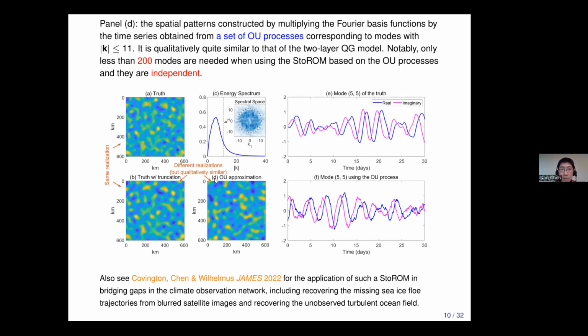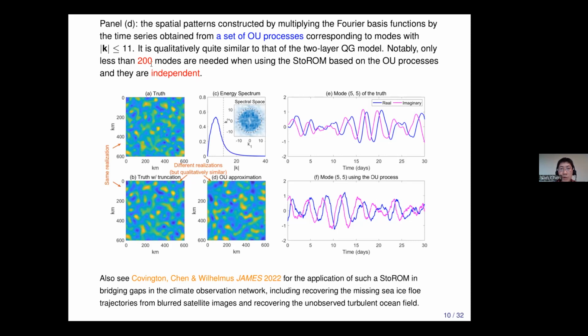So now look at this panel D. Panel D is a simulation, a snapshot using this set of the OU processes. And it has all these nice features with these eddies or vortices. So again, we do not expect a pointwise match because they are two free runs. But overall, if I ask you which of these two figures is from the QG model and which is from the linear stochastic model, the OU process, it's hard to tell, right? Because statistically, they look very similar.